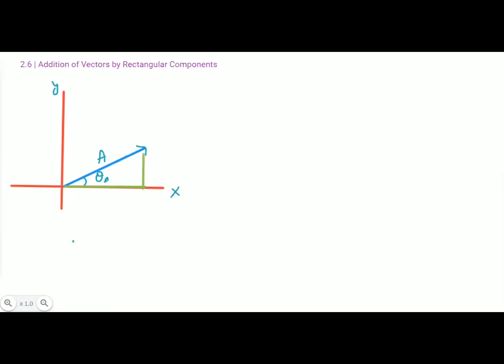So we will get Ax, the component of the vector along the x-axis, named as the Ax component, and the component of the vector along the y-axis will be named as Ay. So this is the case in which we have split a vector into its components, and in this case there is only one vector.